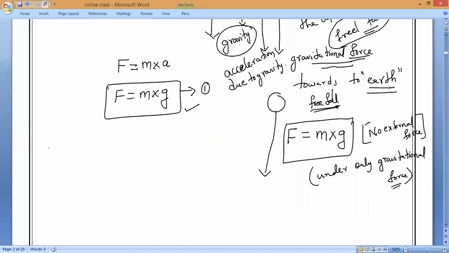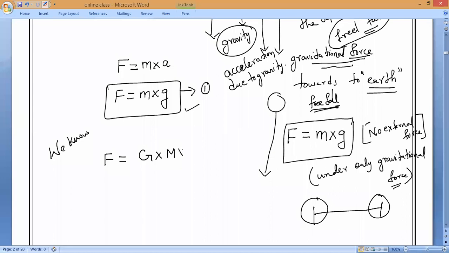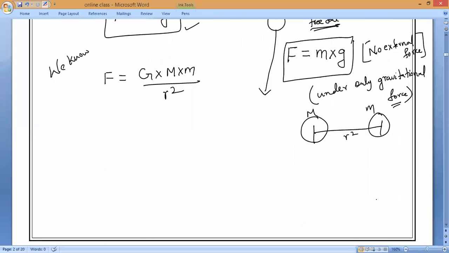Now, we know the universal law of gravitation: the gravitational force of attraction between two bodies. What is the formula? The gravitational force of attraction is G into M1 into M2 by R square. Capital M into small m divided by R square. Any doubt? This is equation number 2.